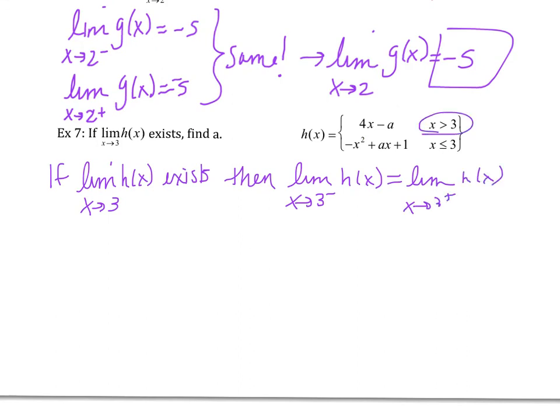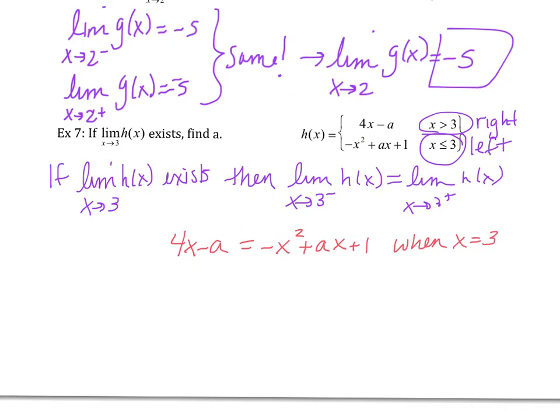Now recall that when x is greater than 3, that is my limit from the right, and as x is less than or equal to 3, that is my limit from the left. So as I'm approaching the value of 3, I would plug 3 into both of those expressions and they would have to be equal. So that's what I'm going to do. I'm going to start by saying 4x minus a would have to equal -x squared plus ax plus 1 when x equals 3. So we're going to plug 3 in there.